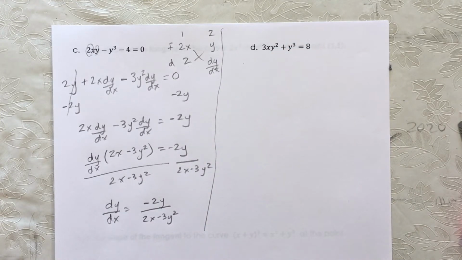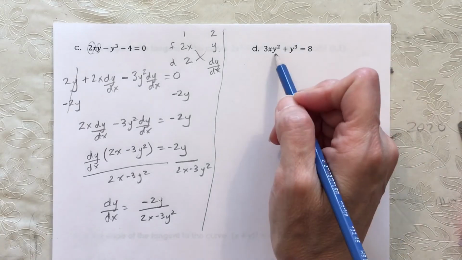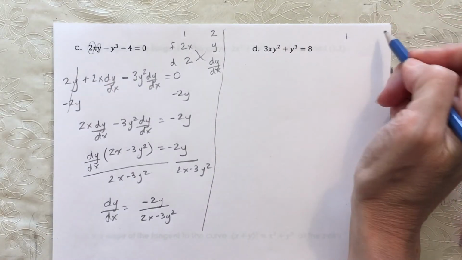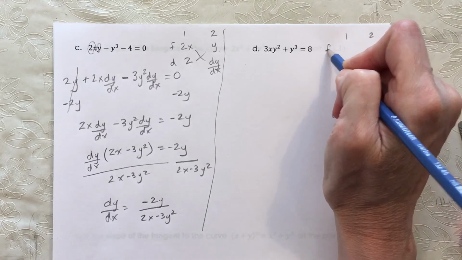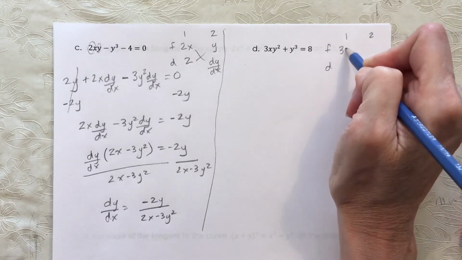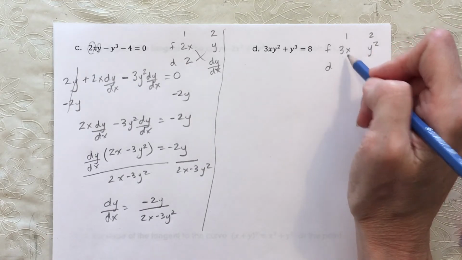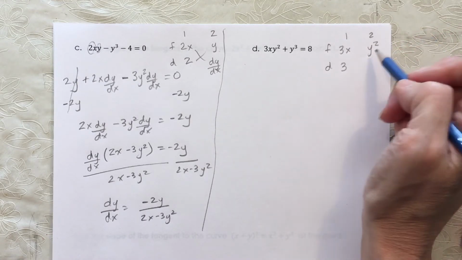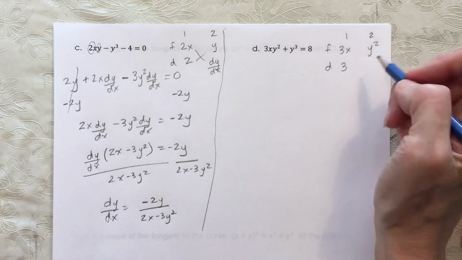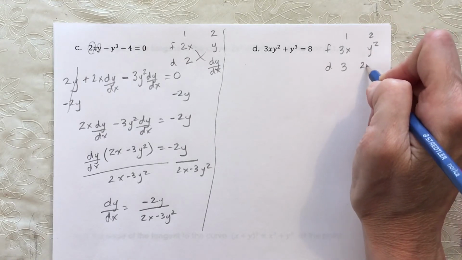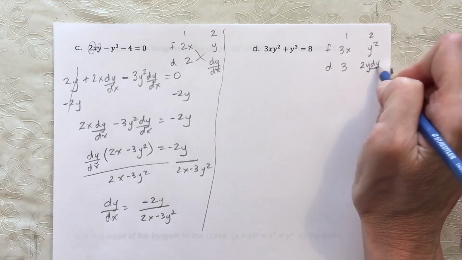Okay, and D, so 3x y squared is going to be a product rule again. So the first is 3x and the second is y squared. The derivative of 3x with respect to x is 3. The derivative of y squared with respect to x is going to be 2y times dy by dx.